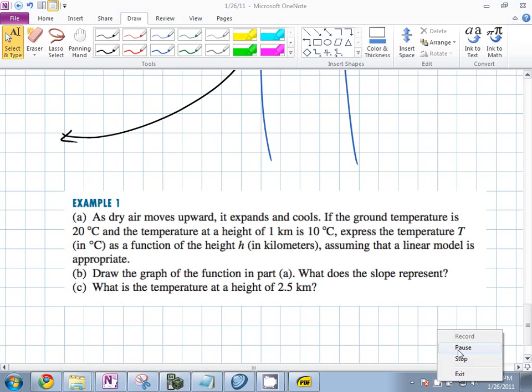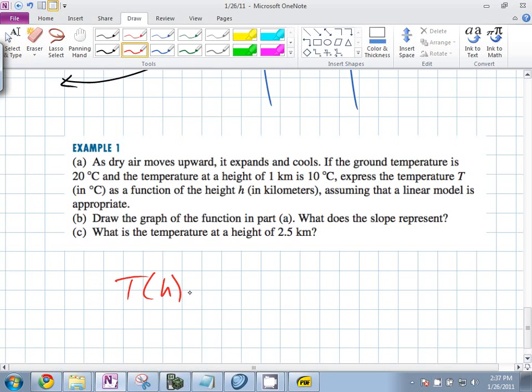Who would like to give me a function T of H? You can only use T and H in your function. What's temperature in terms of H? Yeah. -10.